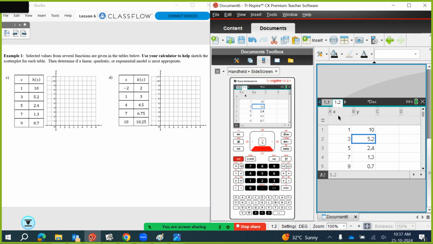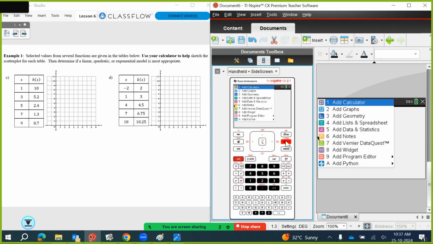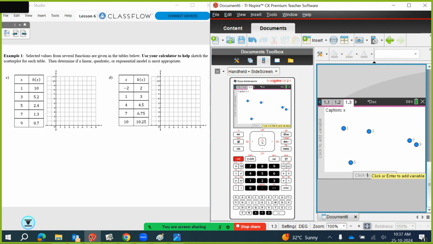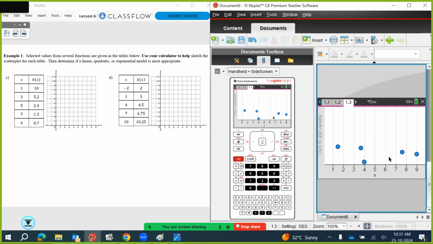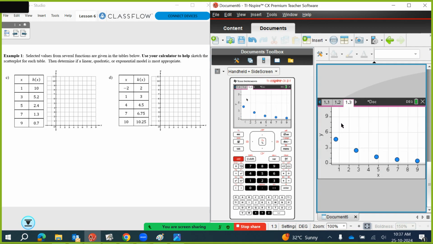Are we ready? Press Control, Add Page, and choose number 5, Data and Statistics. Let's click on the bottom and add the X-axis. And then put the relationship for the Y-axis here. What shape does this one look like? Exponential. Have a go now at drawing the scatter plot for D for yourself.